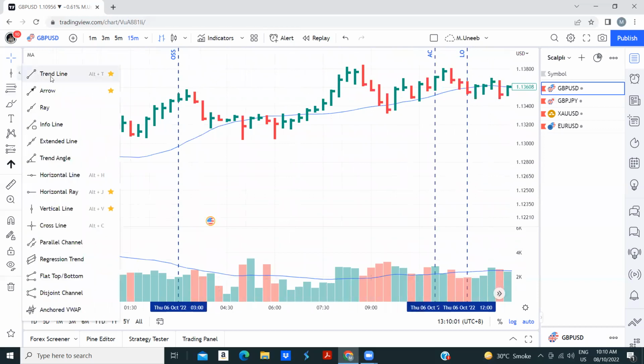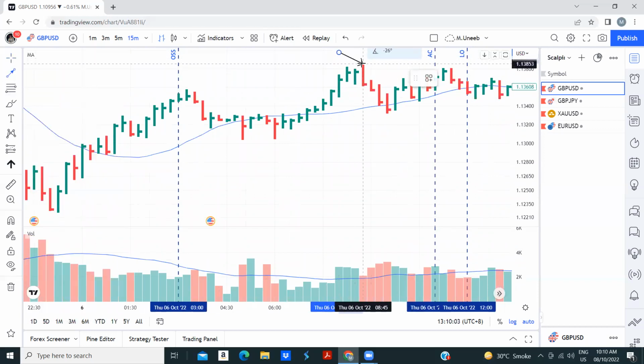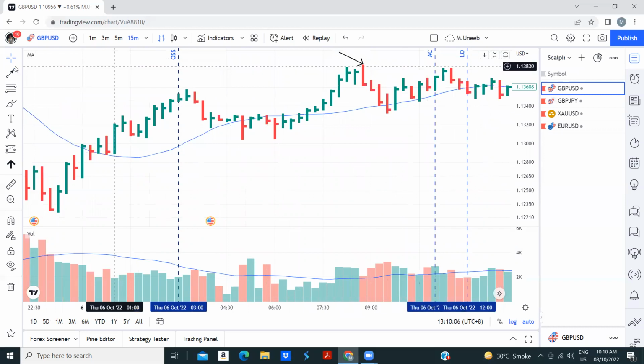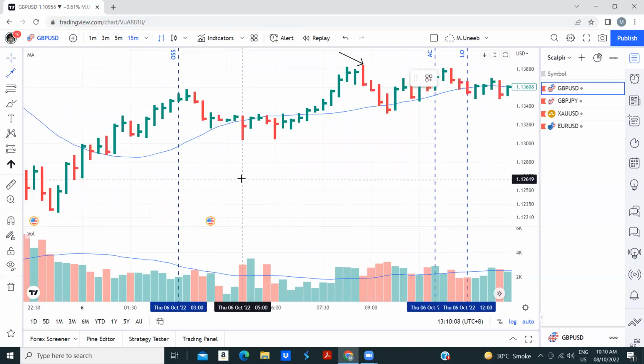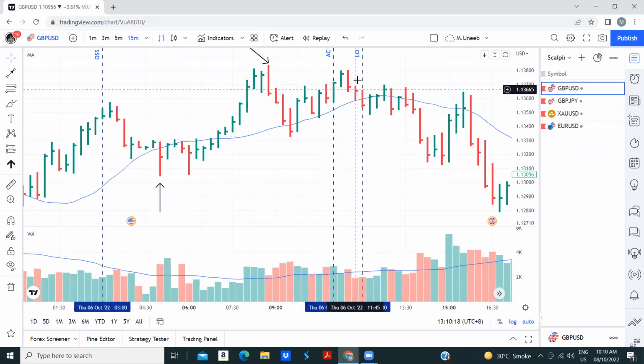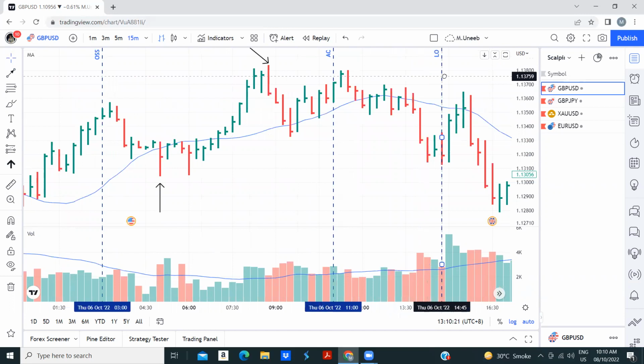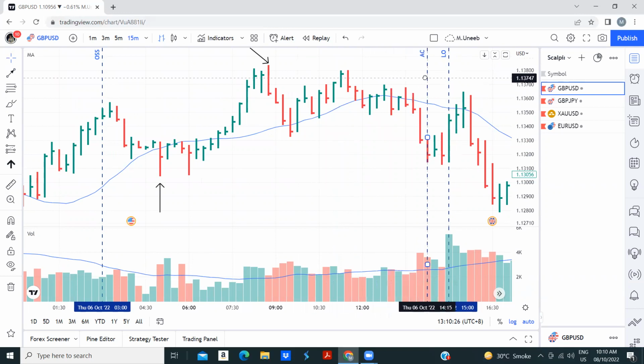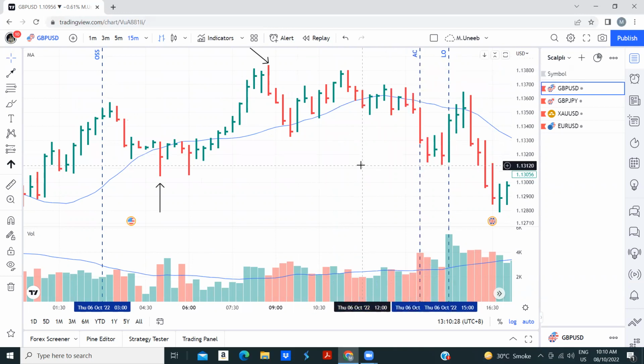Now I have to find out the highest point here, before Asian close, the highest swing high. I think London Open is on your time. This one is the highest point, right? And this is probably the lowest point, right?